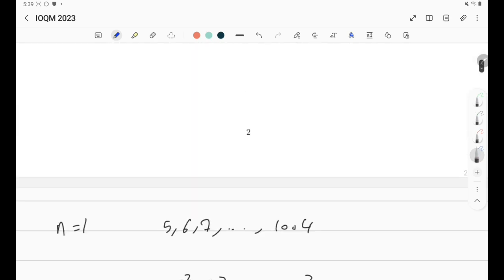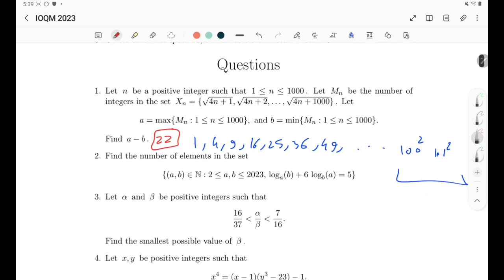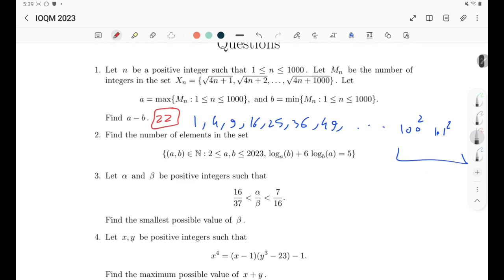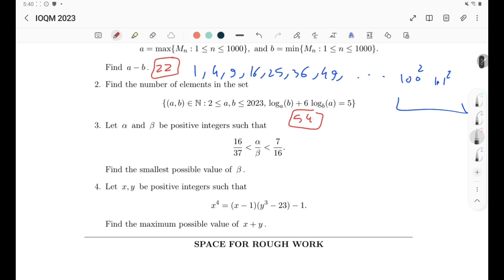Nice. So that means the answer here is just 54. Okay, next question 3.